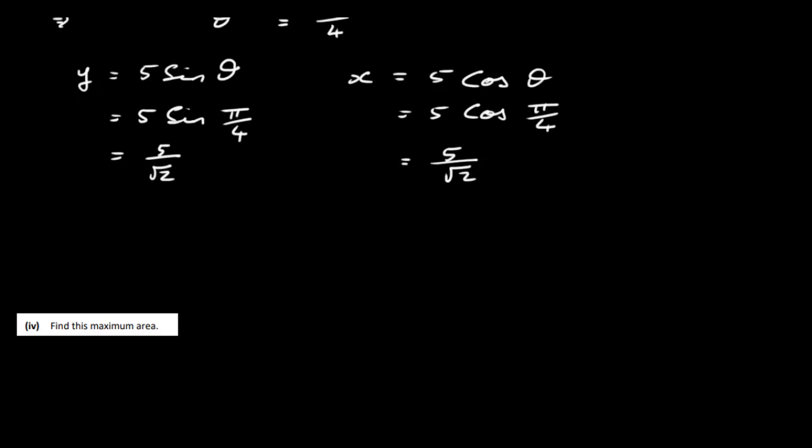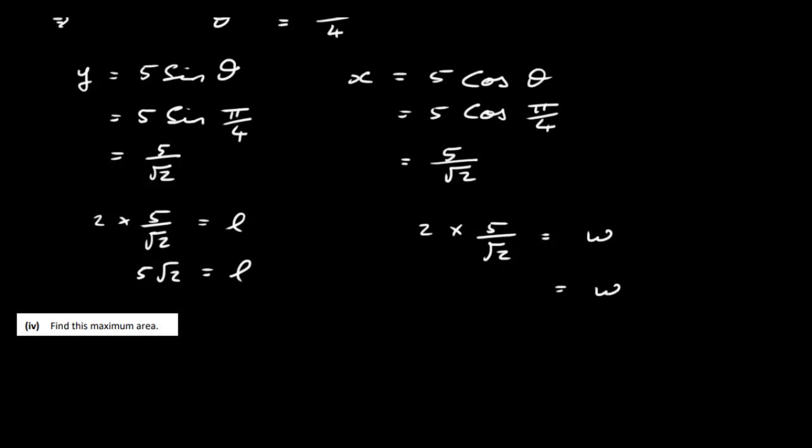Okay, so we have x and y, so we just need to double those. So twice 5 over root 2 will give us our length, and twice 5 over root 2 here will give us our width, if you like. So we have our length is going to be 10 over root 2, which is 5 root 2. And similarly with our width here, that's going to be 5 root 2 as well.